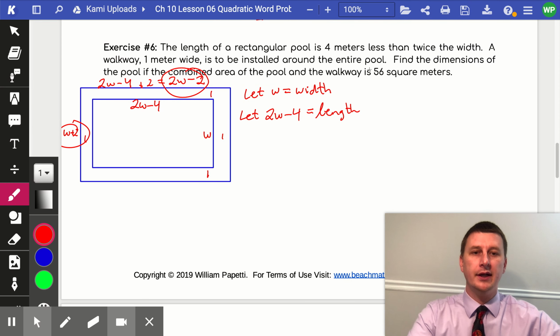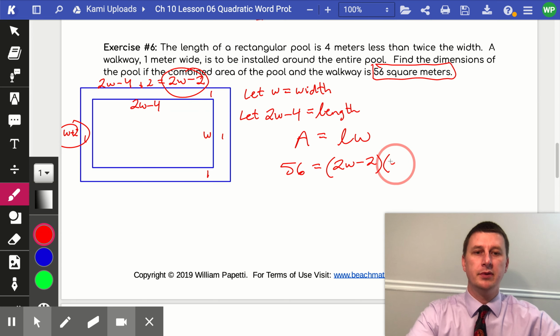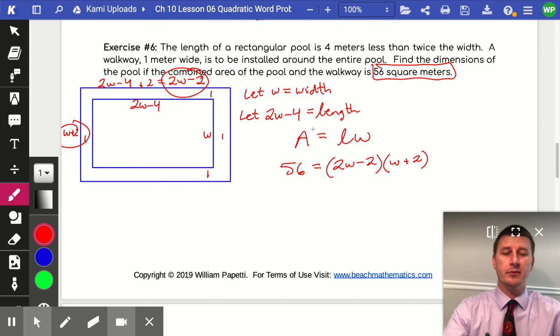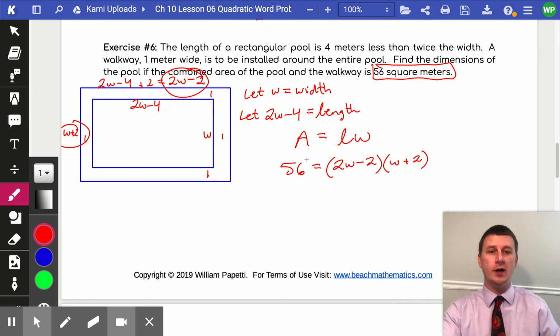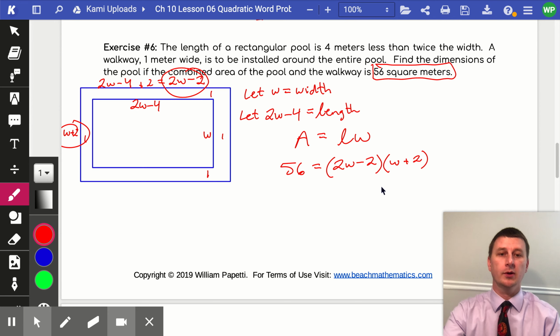And we know that the area is 56 square meters. So we know that the area of a rectangle is length times width. We know our area is going to be 56. We know that our new length is 2W minus 2, and we know that our new width is W plus 2. Now, right here, we have enough information, and with our knowledge of quadratics, we can find the exact length and width of this pool. So let's go ahead and do that.